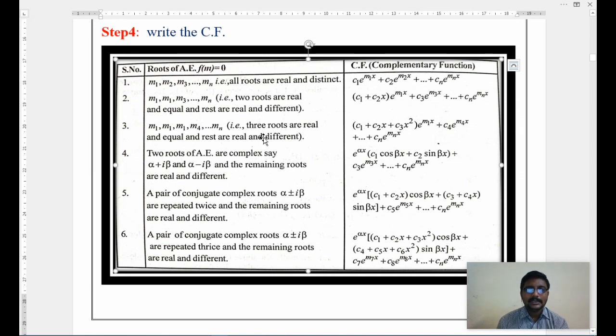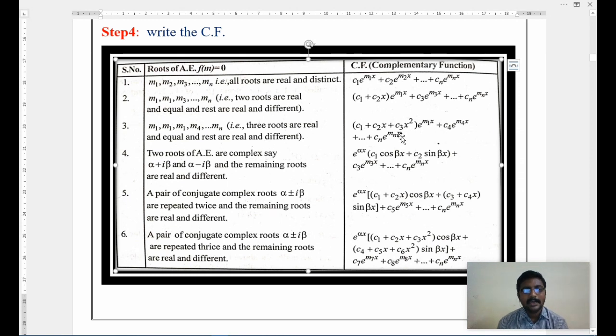Suppose three roots are real and equal, that is m1 equal to m2 equal to m3, and the remaining are distinct real roots. Then we define CF as C1 plus C2x plus C3x square into e power m1x, and the remaining are distinct roots, so C4 e power m4x plus and so on plus Cn e power mnx.